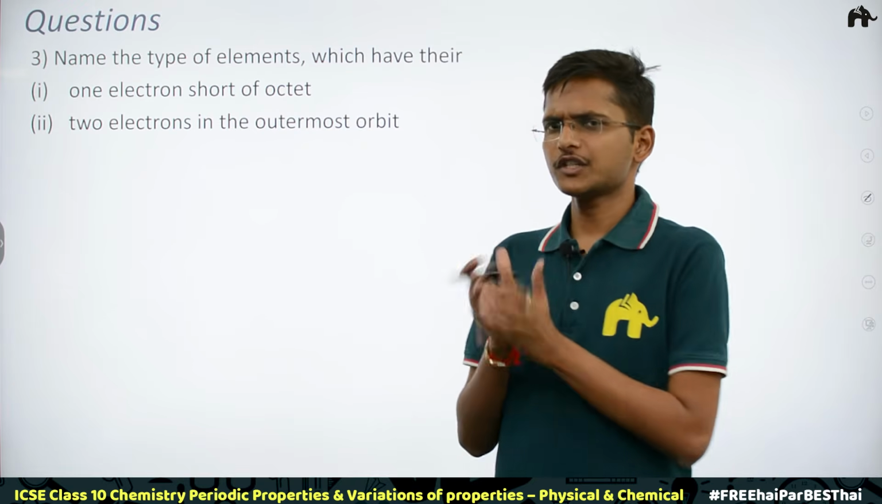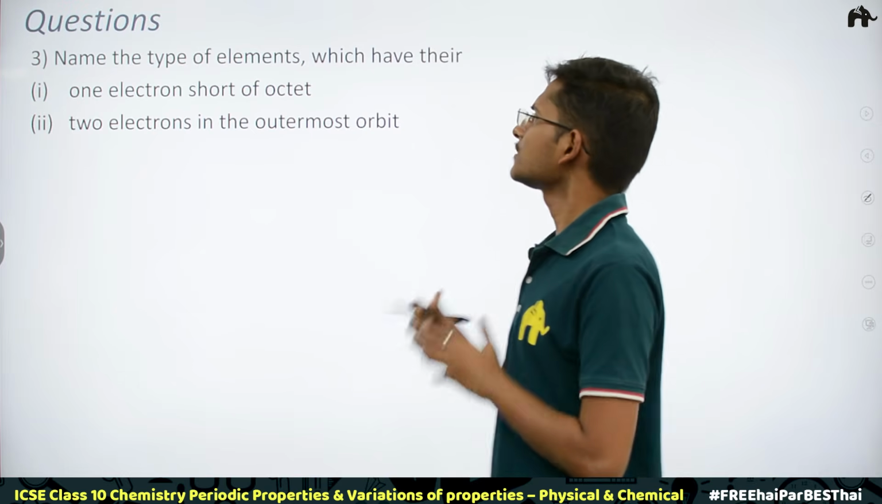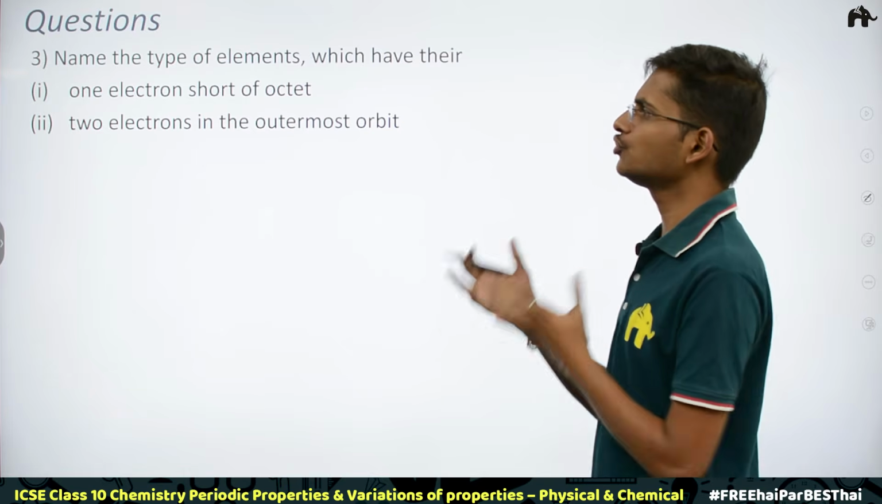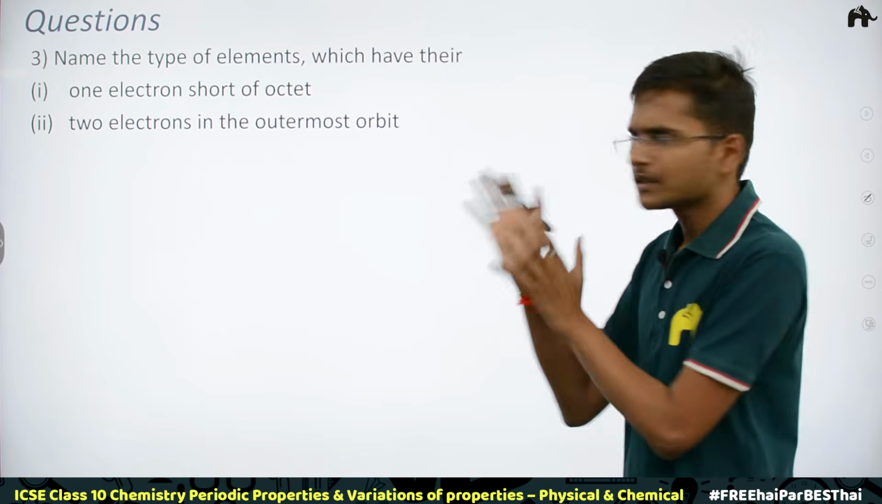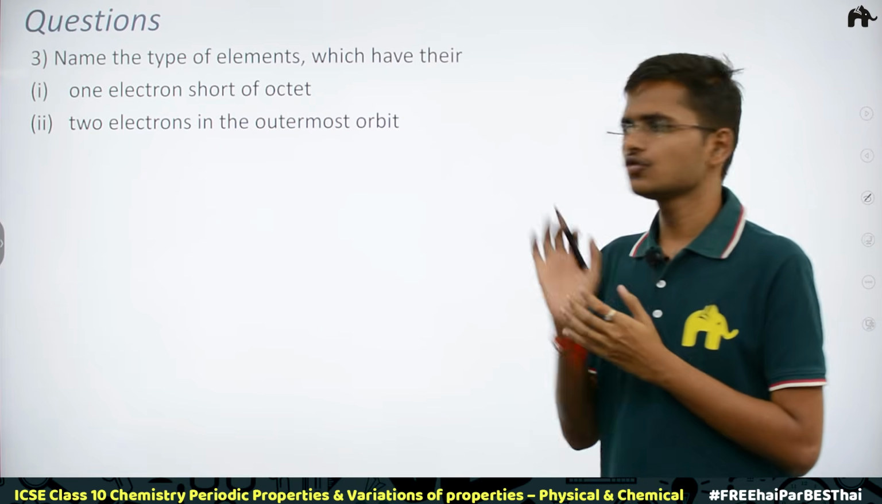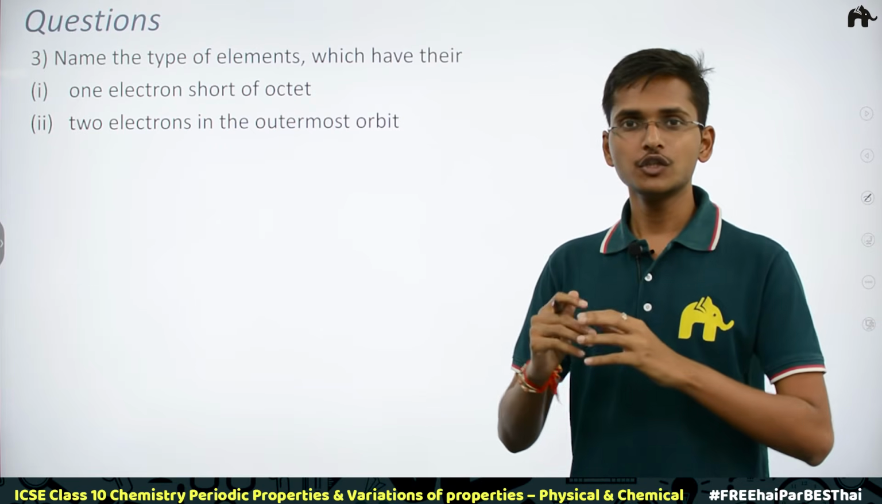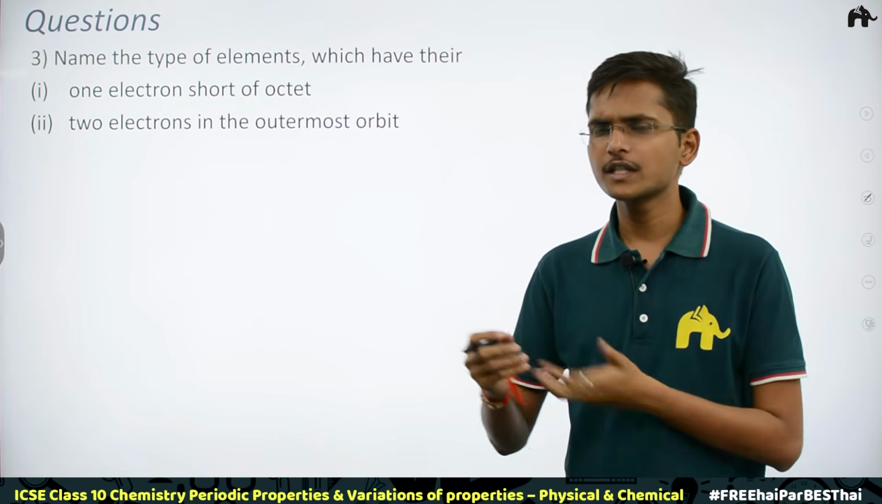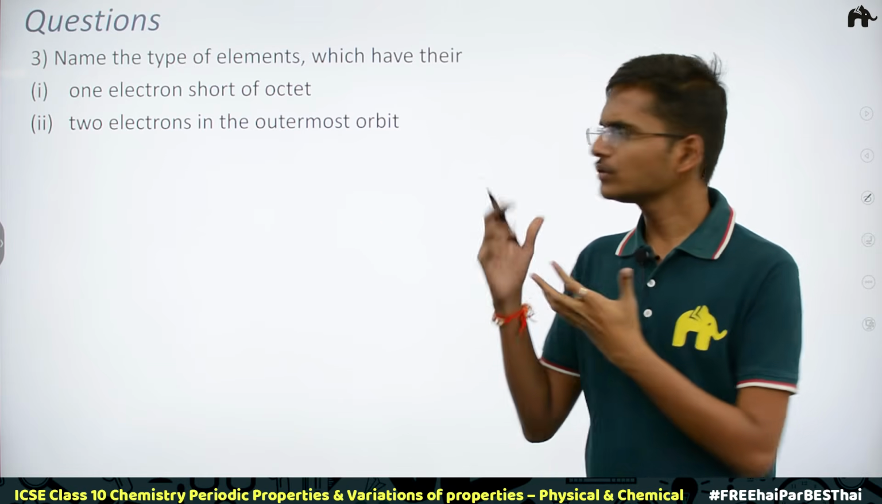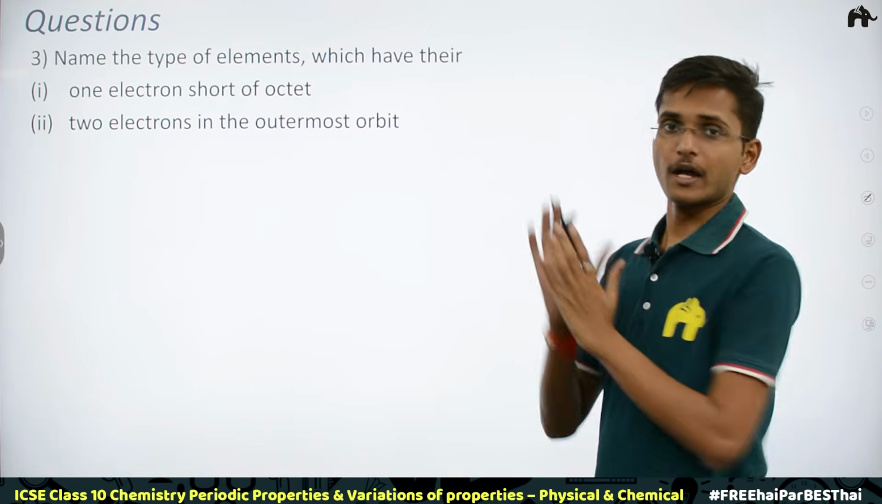So going to the next question, name the type of elements which have one electron short of octet, and two electrons in the outermost orbit. So let's start with the first one, okay. One electron short of octet. Now in order to answer these two questions, it's very simple. You just have to know the electronic configurations of the first 10 elements, okay. If you know this much only, then also you can answer this question.